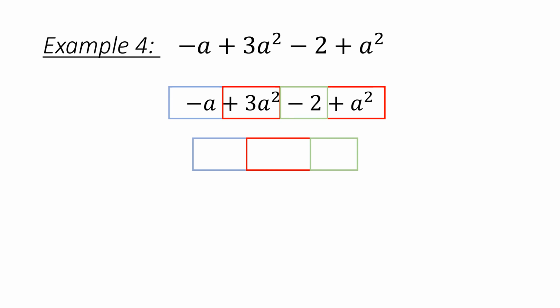And so the only thing that really needs to be simplified here, the only thing that was like terms, is my 3a squared and my 1a squared. So 3 plus 1 gives me 4. Everything else just comes down and gets put in the boxes. So the negative a comes down, and then the 3 plus 1 would give me 4a squared, and then I'm going to bring down my negative 2. And so that's going to be my final answer: negative a plus 4a squared minus 2.